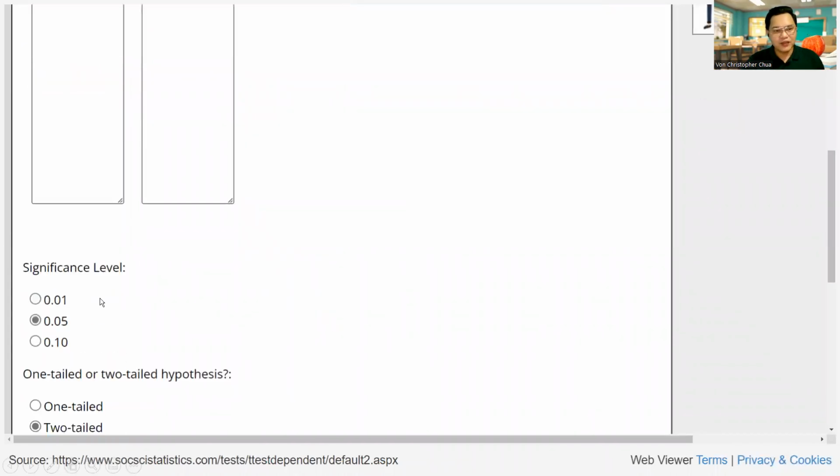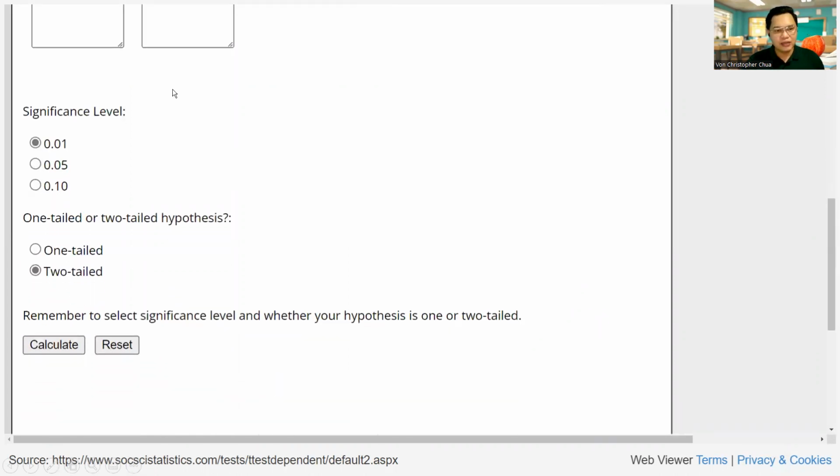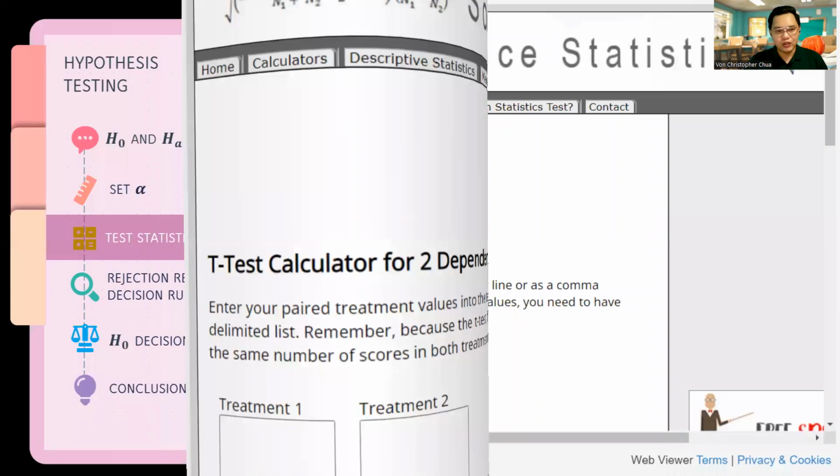We know that the significance level is 0.01, so we will choose that. And then the test that we are interested in is a one-tailed test because the alternative hypothesis is stated in such a way that the after mean is actually less than the before mean. And then we will press calculate so that the calculator would generate the results for us.